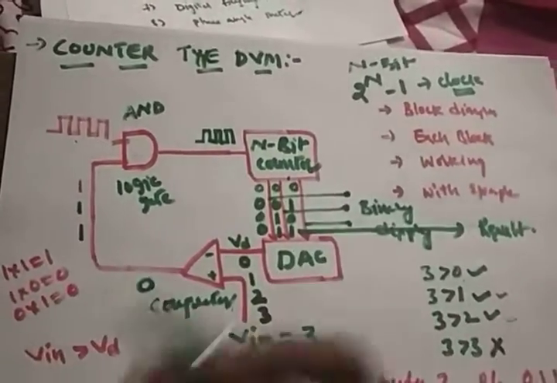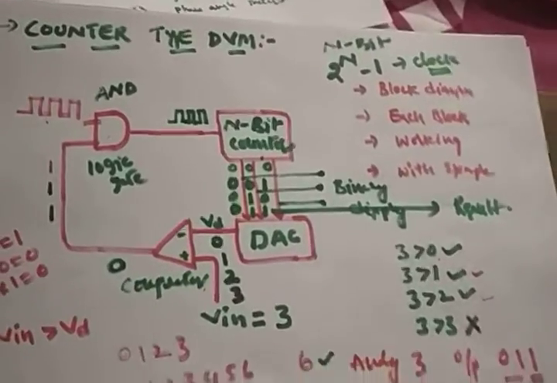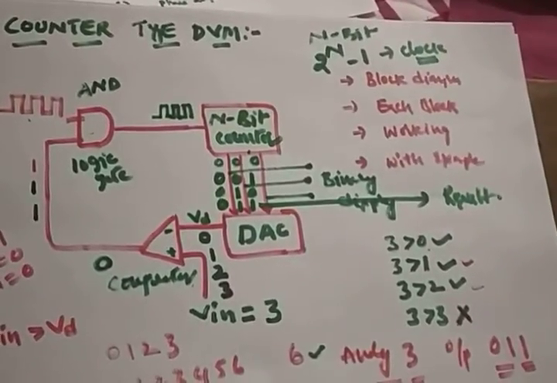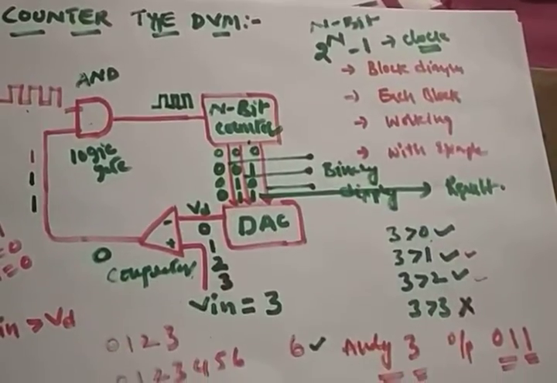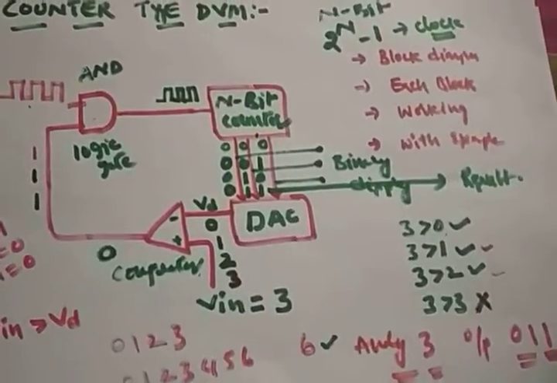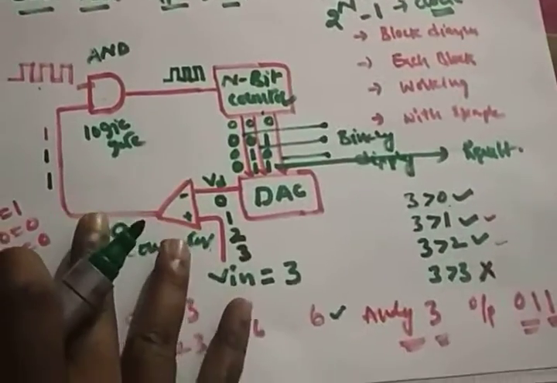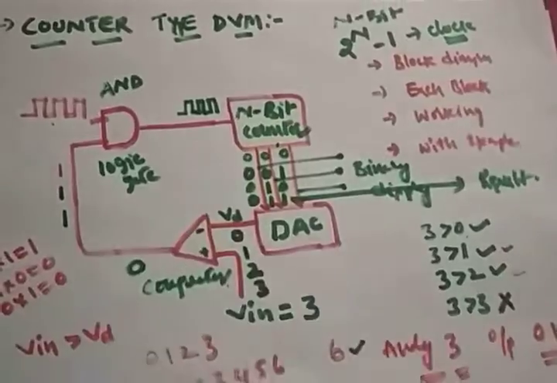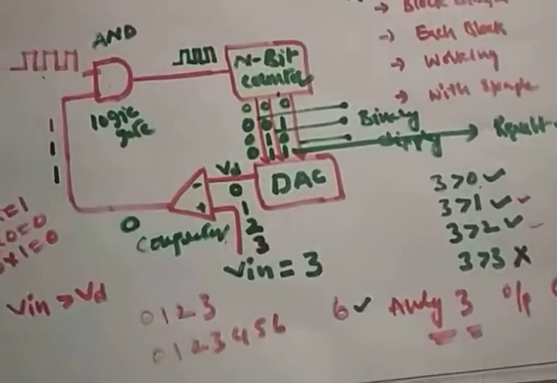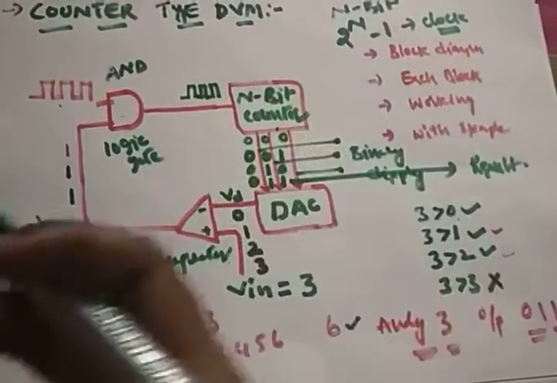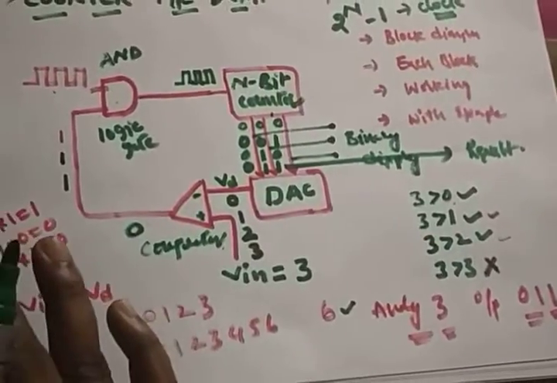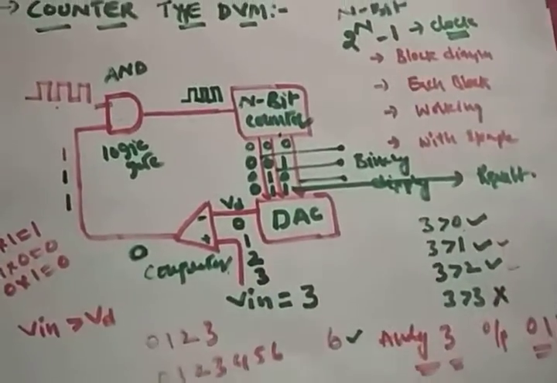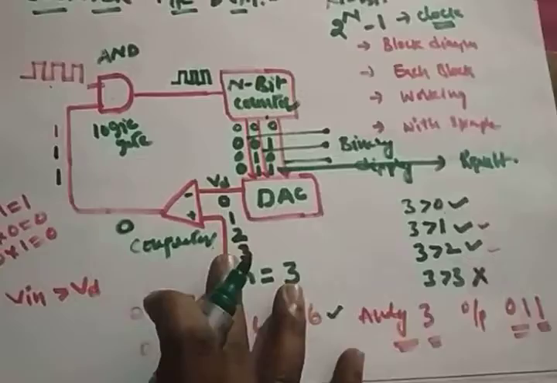In the next session, we will discuss the successive approximation type digital voltmeter. It's a very important topic. In order to overcome the drawbacks of the counter type digital voltmeter, we implemented the concept of the successive approximation type digital voltmeter. We'll discuss it in the next session. Thank you for now.